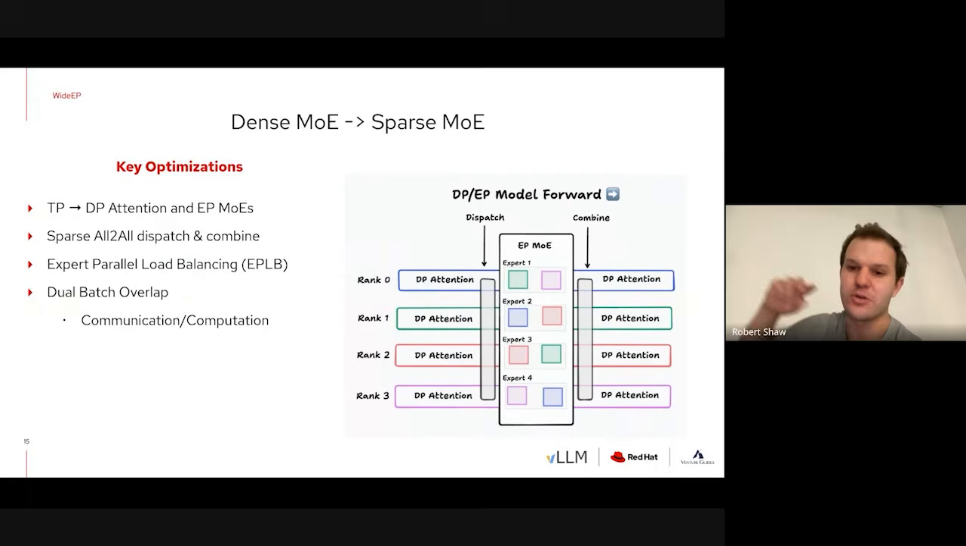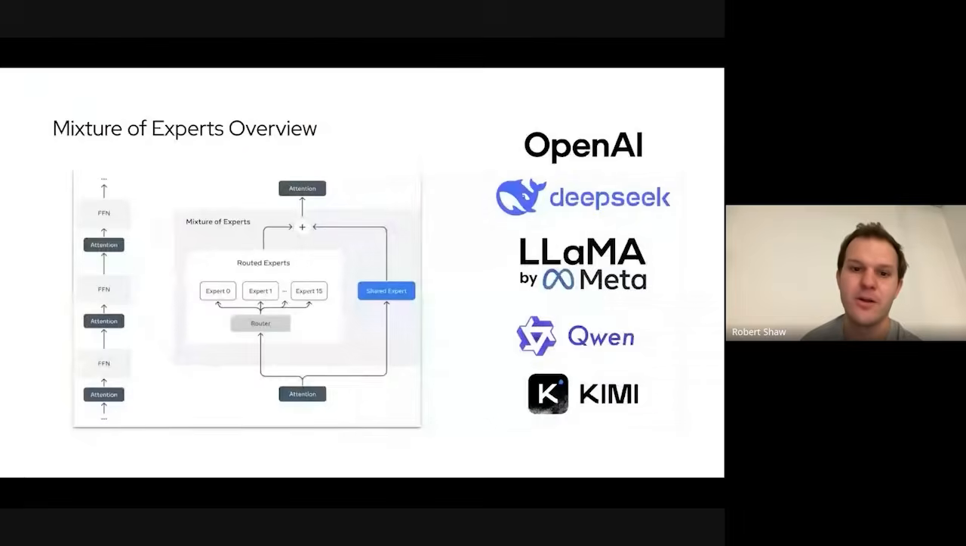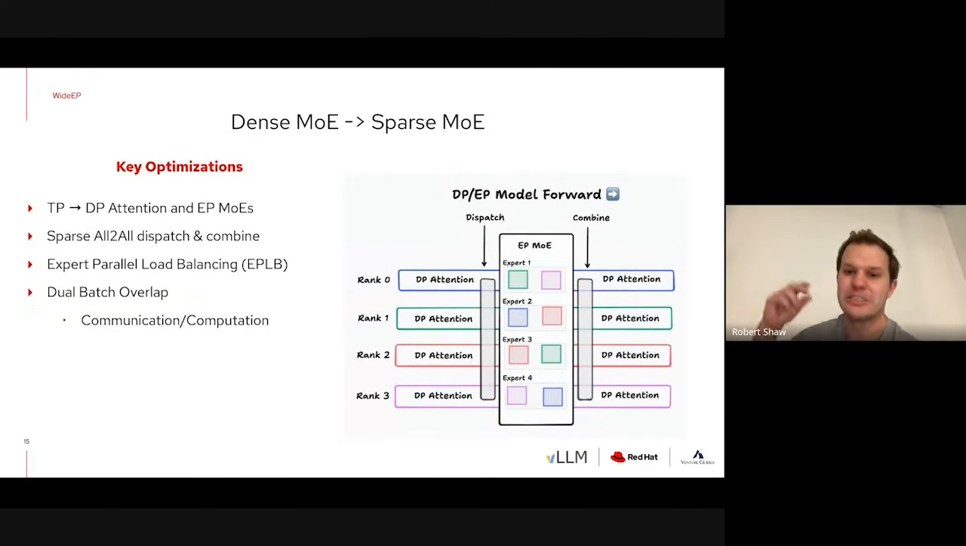So basically each expert in the model gets put on a different rank, as opposed to sharding the individual experts. And so this dispatch operation basically takes every token and sends it to the rank that has that expert.